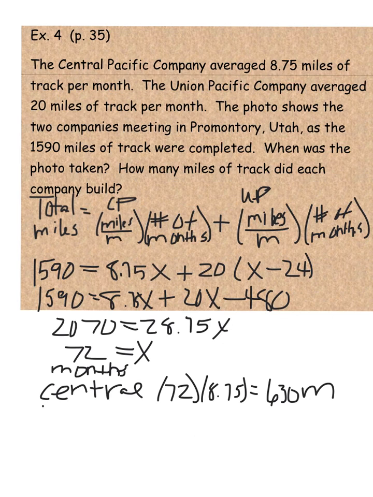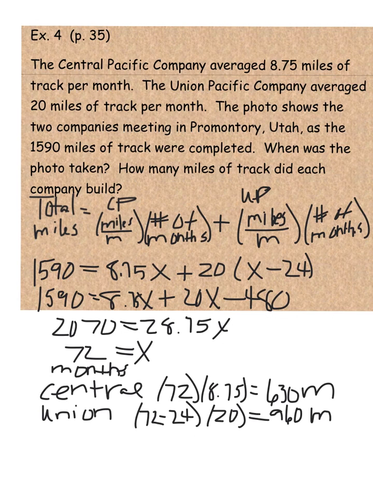And then for Union, we'll take the 72 for Central, subtract 24, which is how many months later the Union Company started. And we know that they averaged 20 miles of track per month, so we'll multiply that by 20. And that'll give us 960 miles for the Union Company. So that answers how much track each company was responsible for or was able to complete.